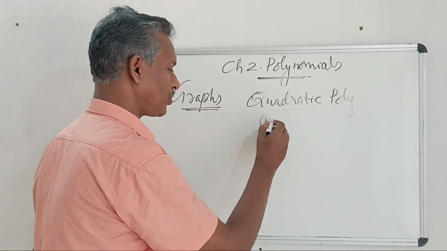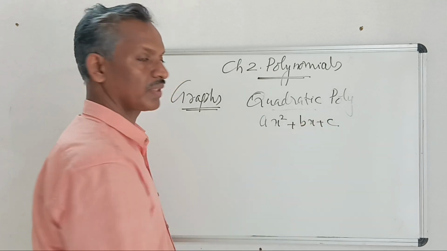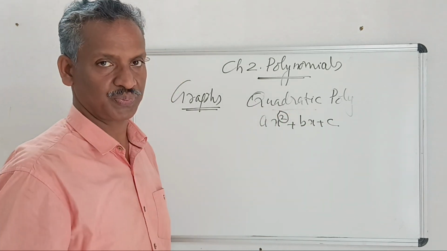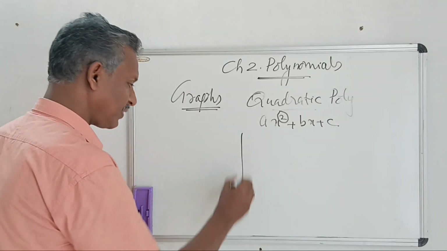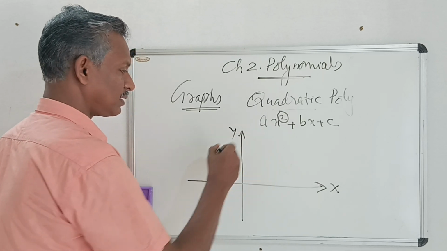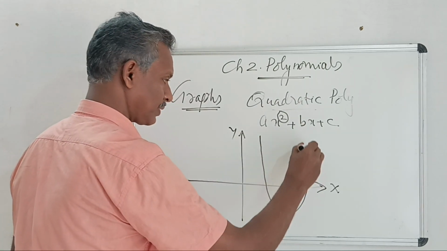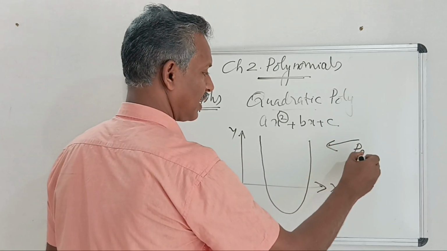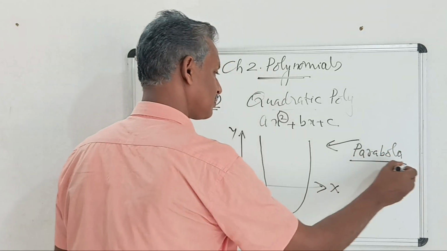When it is a quadratic polynomial, its standard form is ax square plus bx plus c. The highest degree of the polynomial is 2. When you take a quadratic polynomial, this is x-axis, this is y-axis. The graph is this shape, or this shape, called parabolic. The graph is parabolic or parabola.